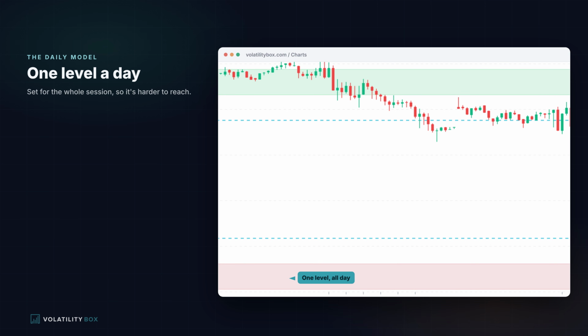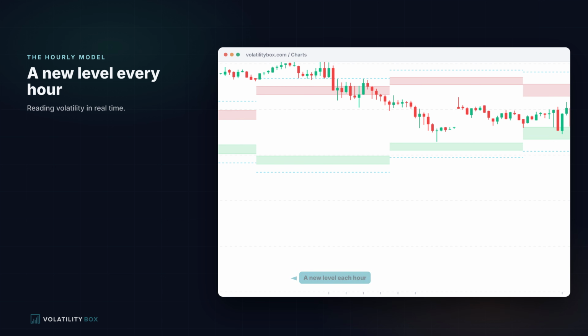Now let's talk about the two different models because they each have their own purpose. Let's start with the daily models first. The daily models give you one level for the entire day. And because you have one level, it's typically much harder to reach. So when price does get to this level, especially our conservative daily models, I give it a lot of weight. When we do see the conservative daily models being breached on our scanner, that to me is one of my favorite setups, especially if we have one of those at the edge setups there.